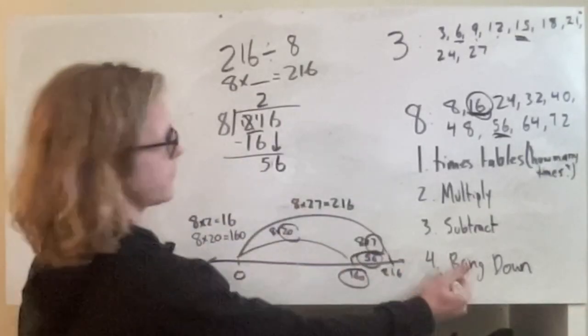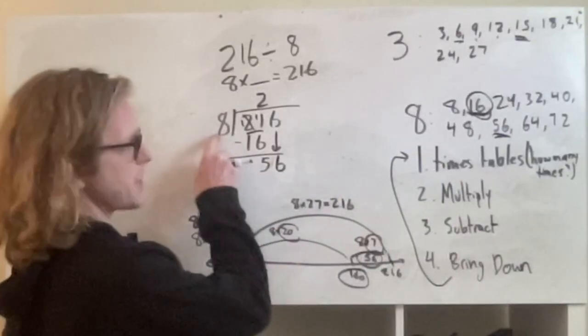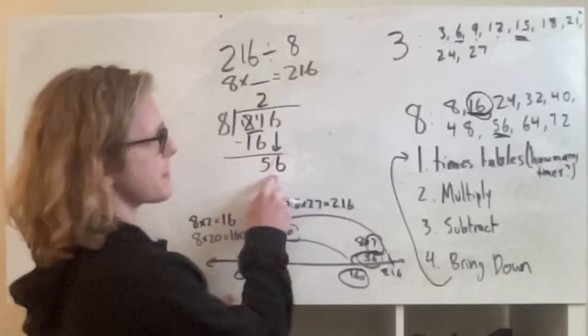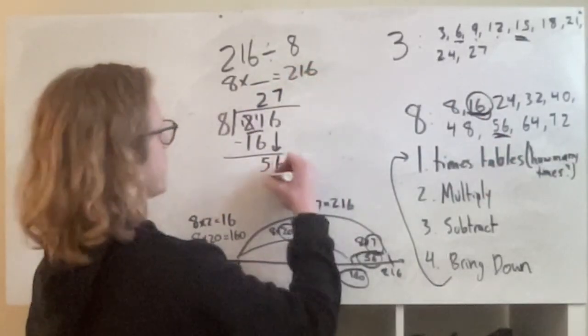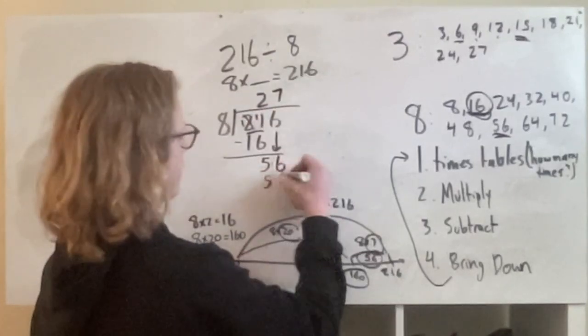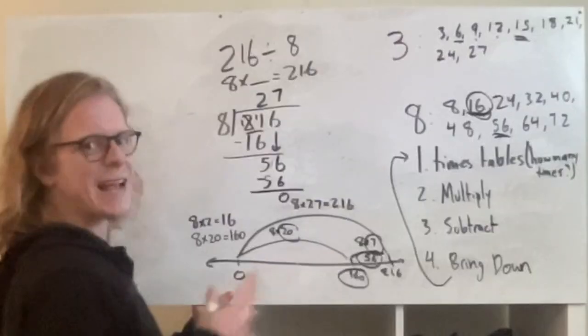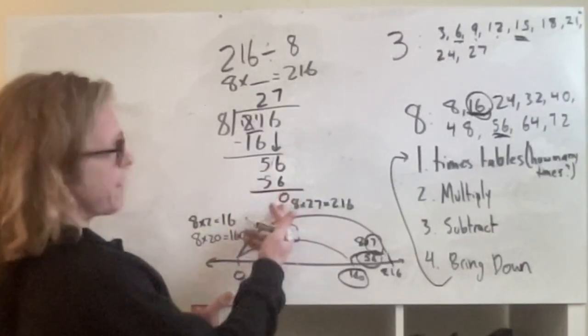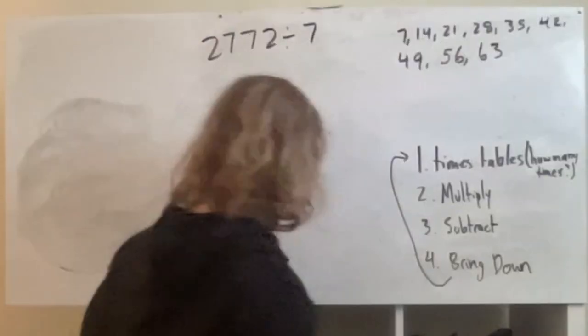And then we go back to step 1. How many times can 8 go into 56? It goes in exactly 7 times. We multiply, and there's nothing left over, right? Because it goes in exactly 7 times. When there's nothing left over and there's nothing left to bring down, that's how we know that we're finished.